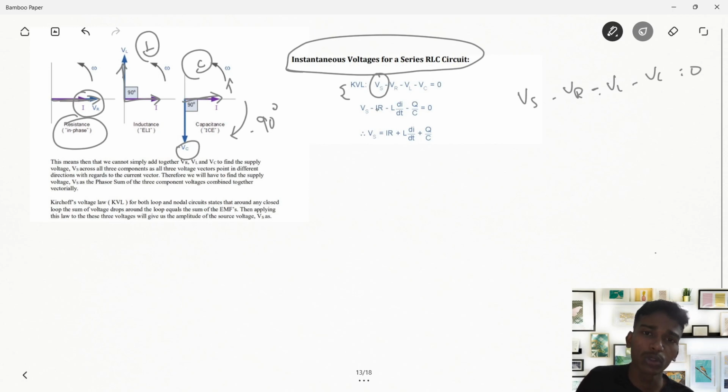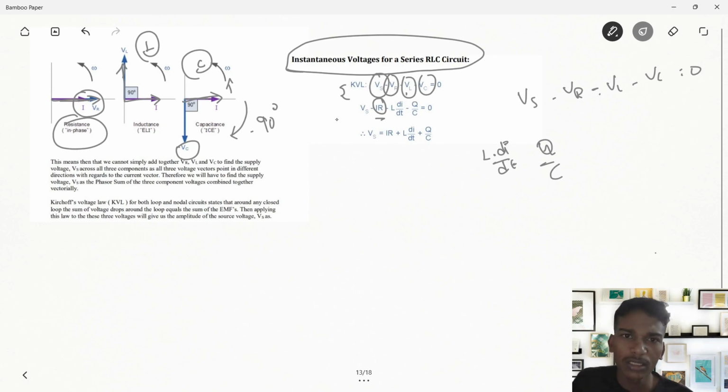Vs is the source voltage. VR is the voltage across the resistance. According to Ohm's law, the voltage across resistance can be written as IR. And voltage across inductance can be written as L into di by dt. And voltage across capacitance can be written as Q by C. Just remember these formulas. These are the variations of instantaneous voltages and instantaneous currents in an RLC circuit. These are the basics of how current and voltage vary in an RLC circuit.